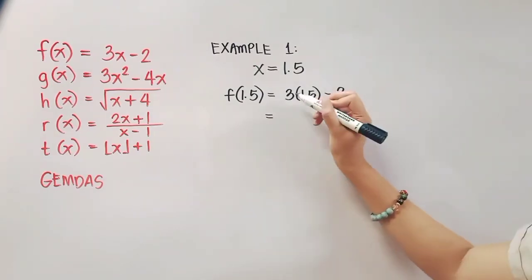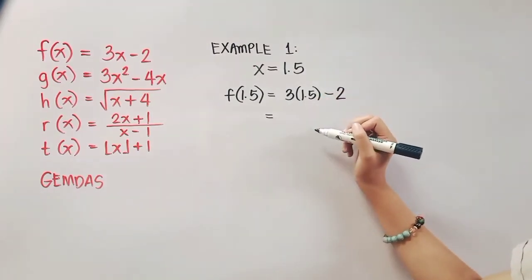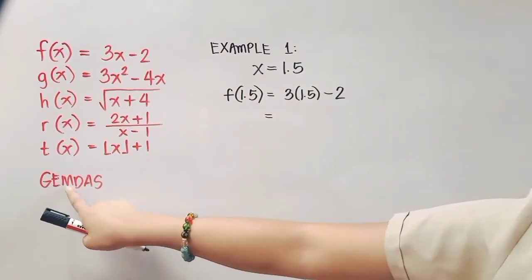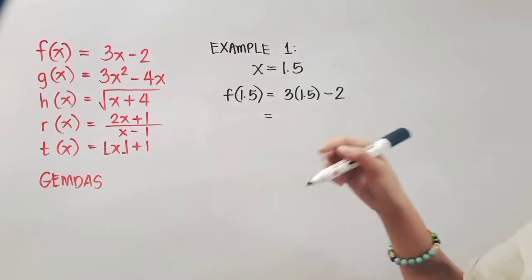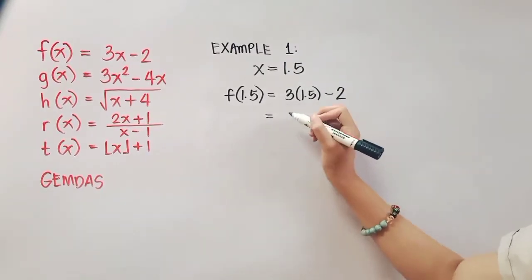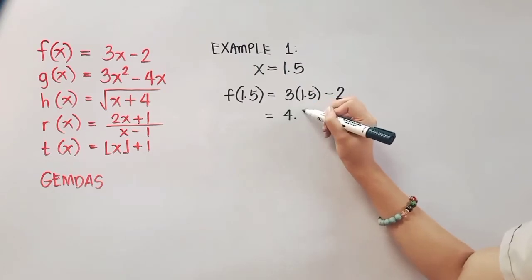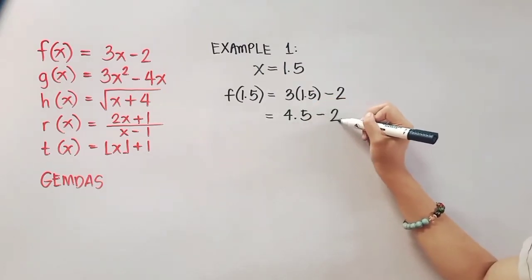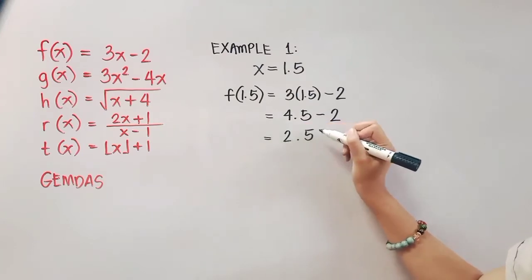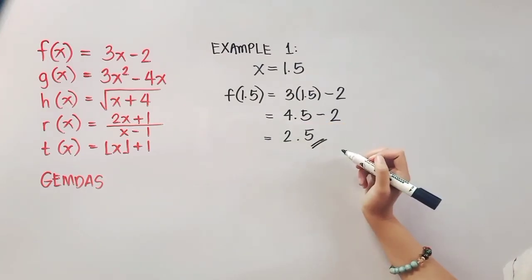Now, this is multiplication. So according to GEMDAS, we'll start with multiplication before subtraction. So we'll multiply 3 times 1.5. That will give us 4.5. And then minus 2. Just copy that. So it will give us a final answer of 2.5.